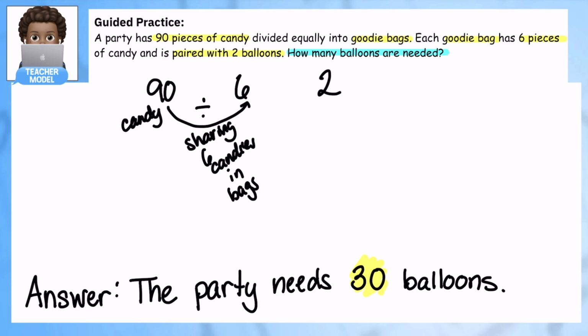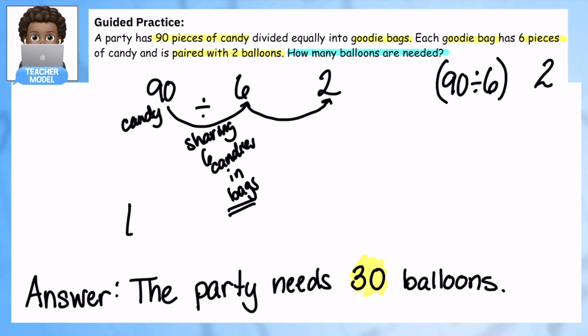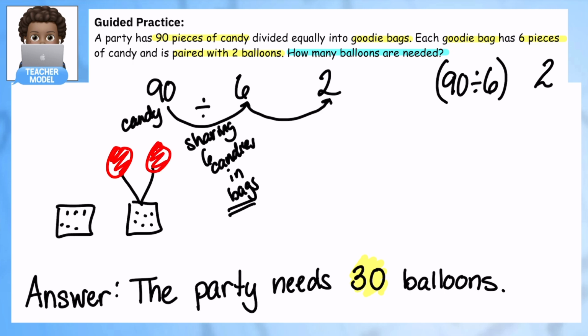So now how is this connected to the 2? Well, the first part, 90 divided by 6, is going to tell me how many bags I have. With every bag that has candy inside, I'm going to hang 2 balloons. So every single time I have a bag of candy, it has 6 pieces of candy inside, and I'm going to put 2 balloons. So every bag gets 2 balloons.